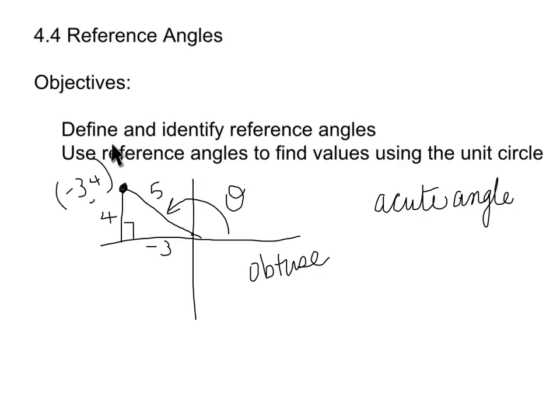We're going to define and identify reference angles, and then use those reference angles to find values using the unit circle. This is to find values for angles that are acute, obtuse. Angles in the third quadrant are going to be bigger than obtuse. In the fourth quadrant, those angles are going to be even bigger. And that's what we're going to do in this lesson.